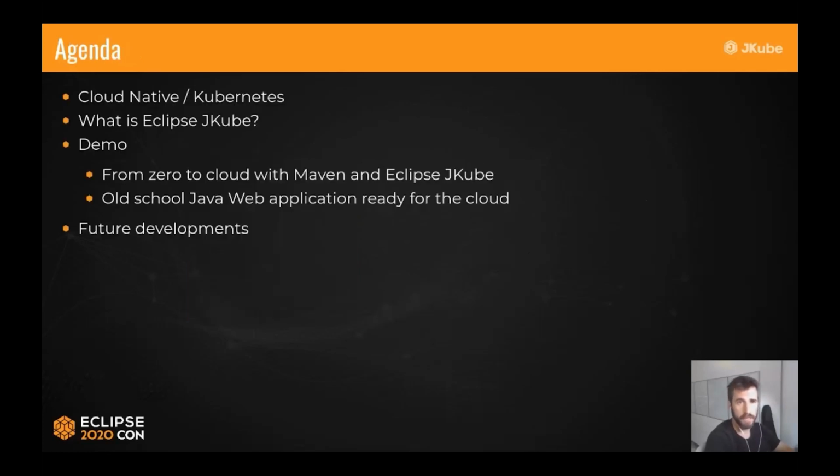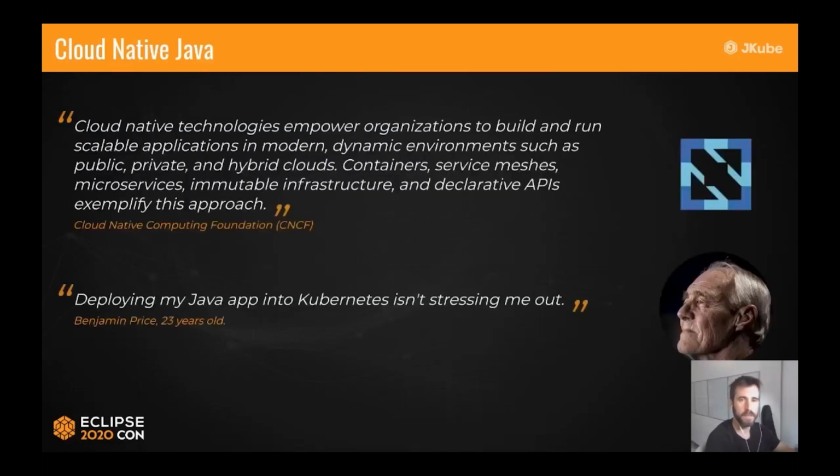So in today's agenda, I will start talking about Cloud Native and Kubernetes. Then I will describe what Eclipse JKube is and what it can provide for you. And then I will showcase two demos using Eclipse JKube. Finally, I will talk about the future plans for the project and the roadmap. So let's start talking about cloud native.